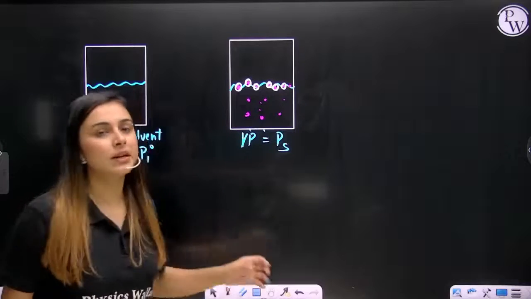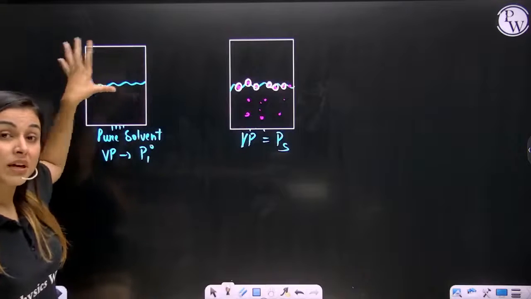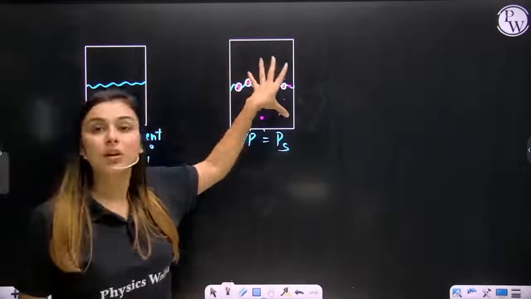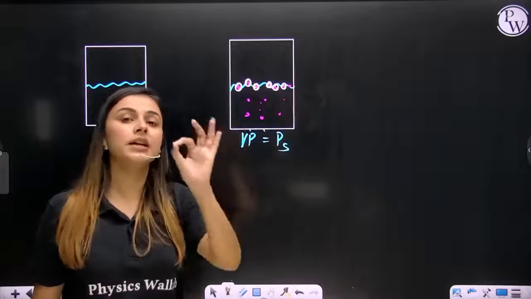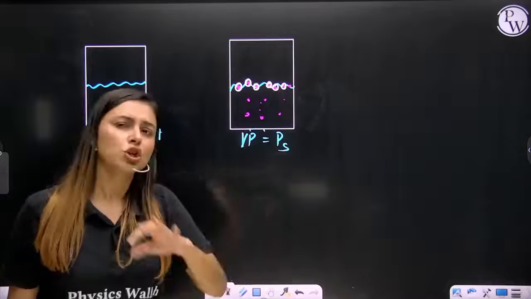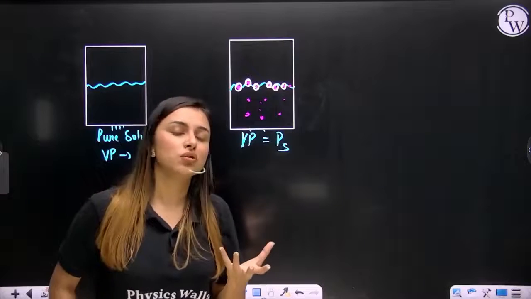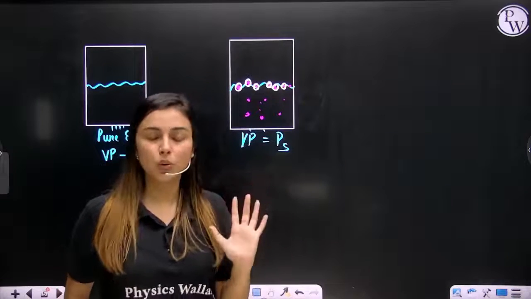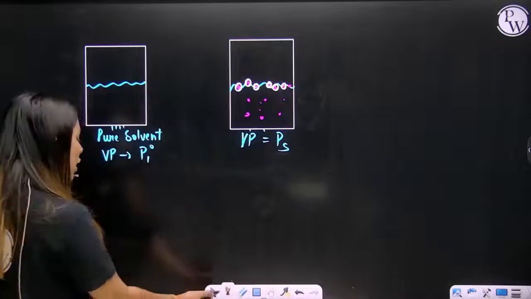As you increase the temperature, vapors will increase here as well as here, but the amount of vapors forming here will be more as compared to the vapors forming here, because the non-volatile solute is hindering some surface as well. So this is how we understand conceptually why the vapor pressure of the solution is always less. Okay, I hope it is clear with you. Now let's move forward.